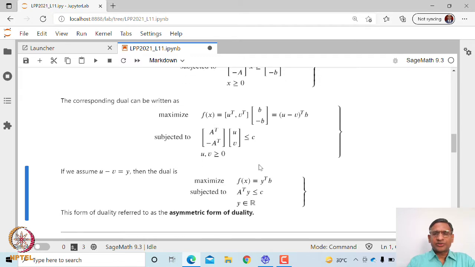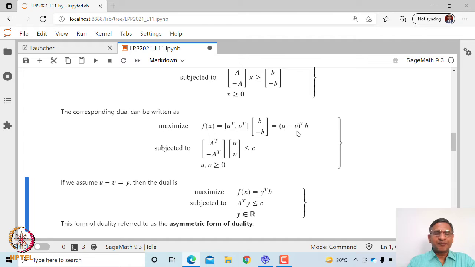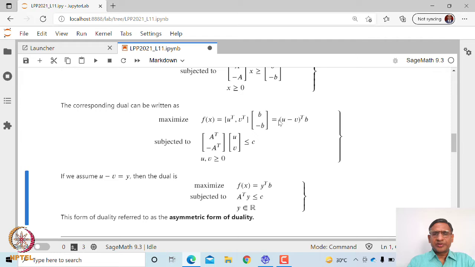Now let us do one more transformation. Let us write u minus v. Remember, u and v are non-negative. So if I look at u minus v as another variable, let us say y, then y will be unrestricted, because u and v are non-negative. So u minus v can take positive as well as negative values, including zero. Therefore u minus v can take any real value. Therefore this is unrestricted. So now the problem becomes: maximize f(x) equal to y transpose b subject to A transpose y less than equal to c and y is unrestricted.